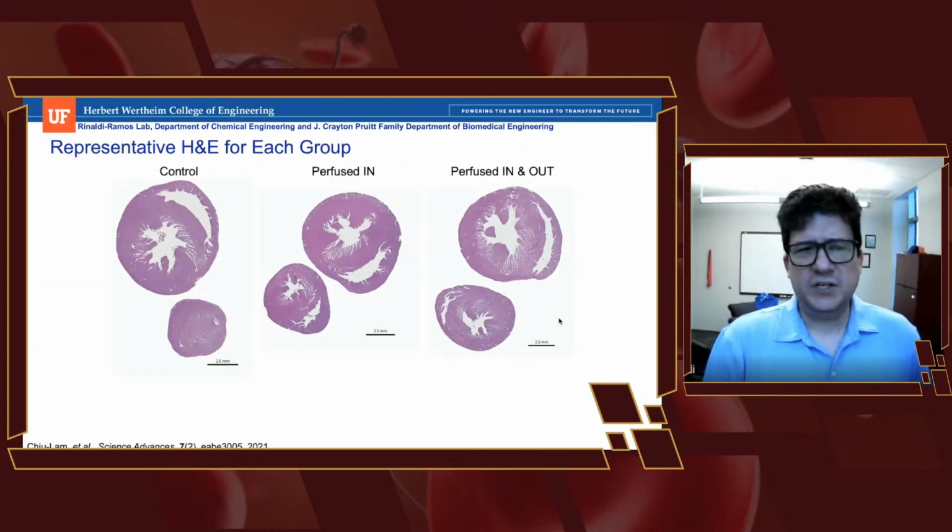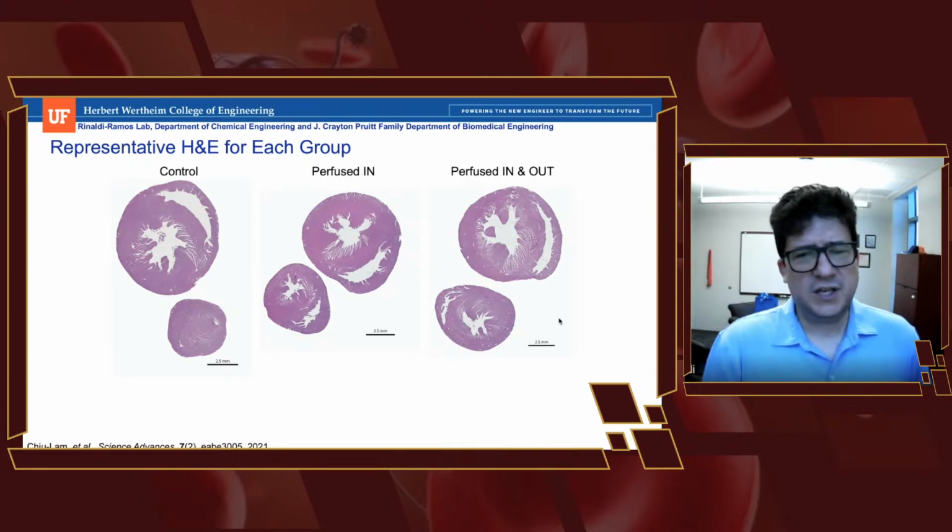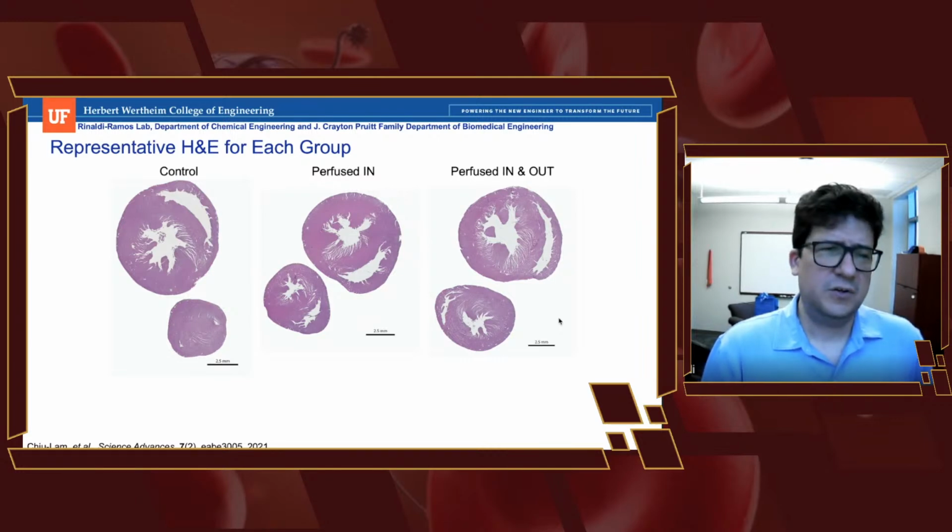H&E staining and histology does not show any difference in gross markers of damage. There's no really evidence of damage to the tissue in these cases. And the surgeon who helped us with this, Dr. Staples, he's a cardiac surgeon. And according to him, the feel of the heart was very similar to a fresh heart.